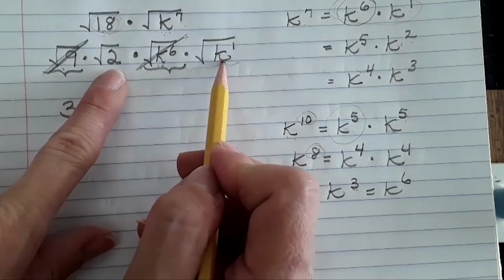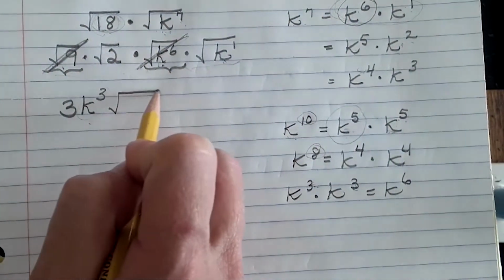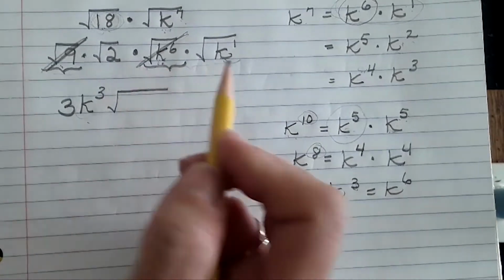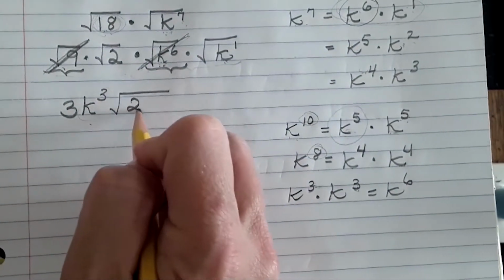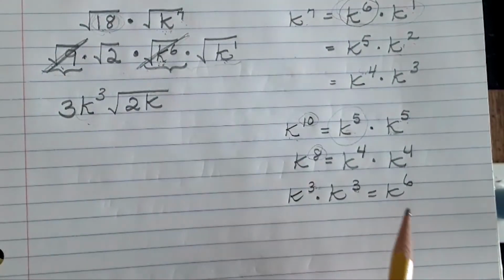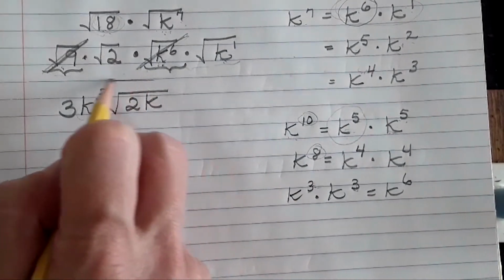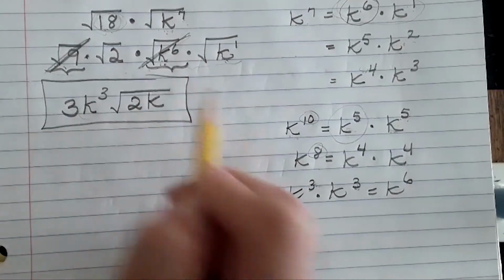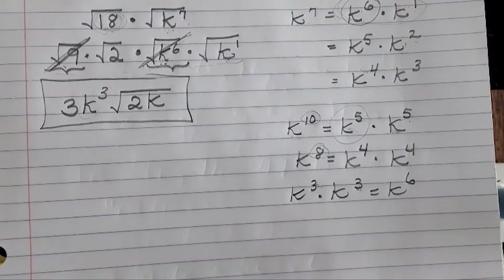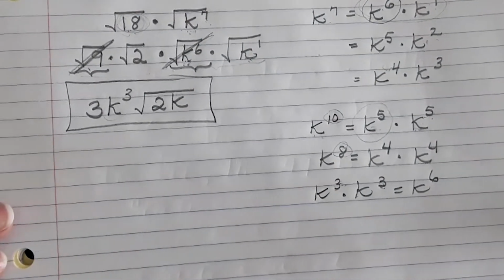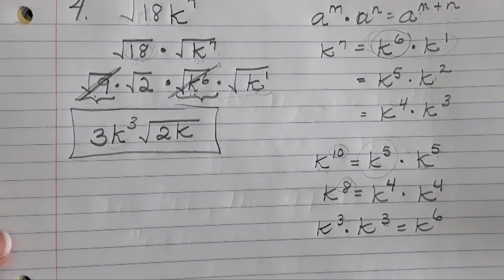These two, you cannot do anything with them. So they both stay under the radical, but they can come together and be under one radical. And this would be how that final answer would look. Okay, so we'll call that example 4.